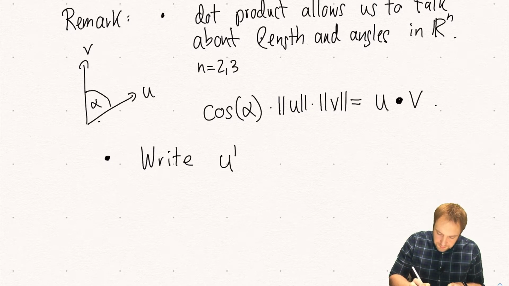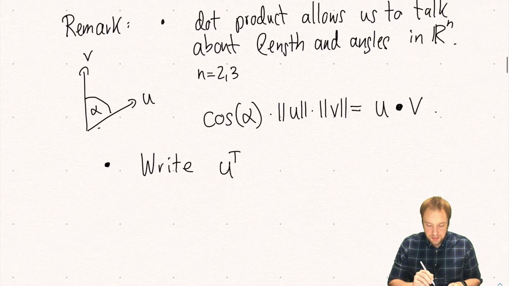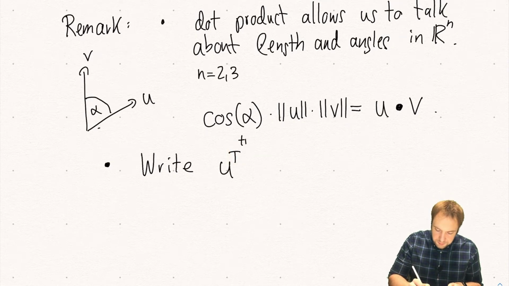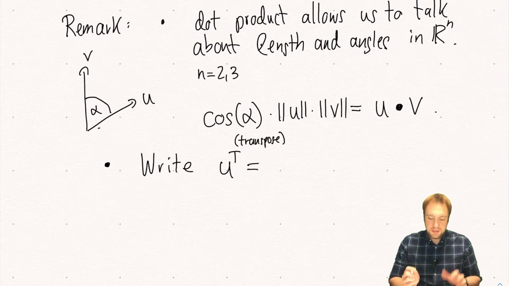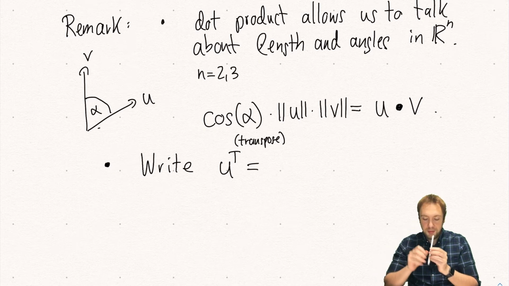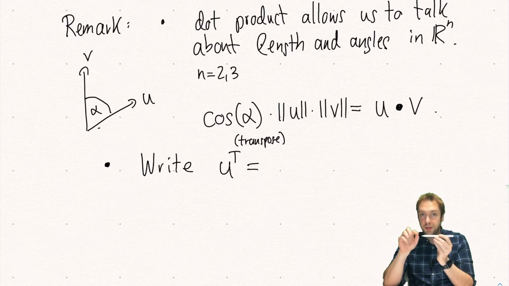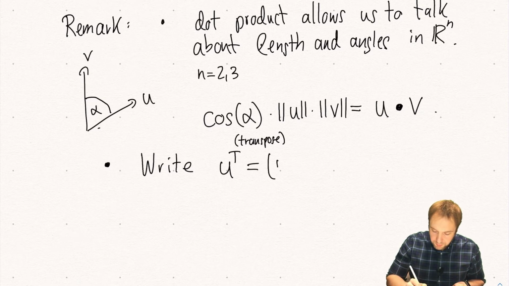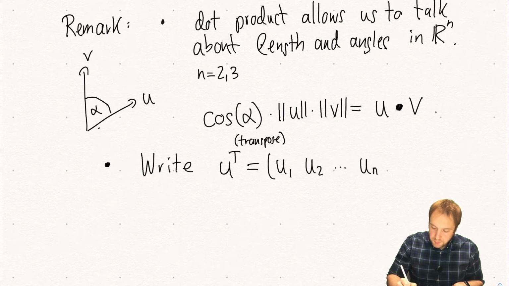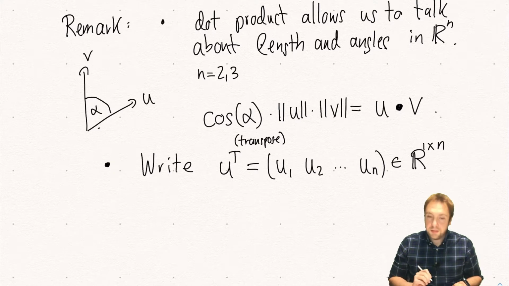So for this we use this notation here. So u is a vector in Rn, and u^T, T stands for transpose, just means that this u, which is a vector of size n, so it's an n times 1 matrix, we just flip around to make it a 1 times n matrix. So in other words, we get a row vector with entries u1, u2 up to un. So this is a 1 times n matrix.